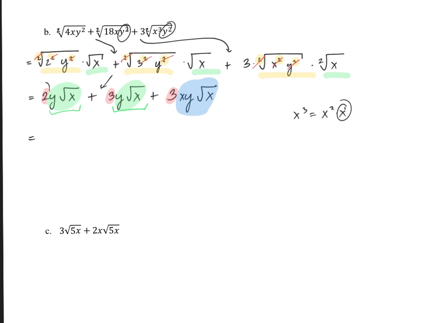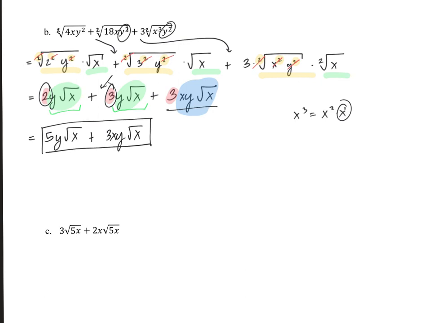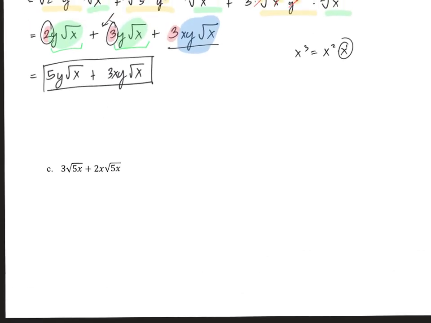So the first two, I have 2 plus 3, so that's going to be 5y square root of x. Plus, and the last one right here doesn't have any like terms, so we'll just leave him as he is. And there we go. We're done. Now taking a look at the last one. It's the last one for this page too, or this whole set.